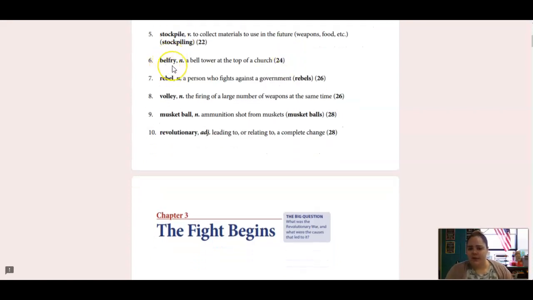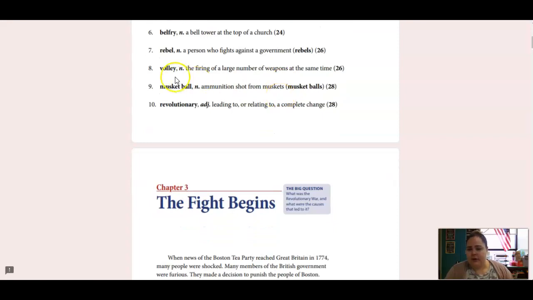A belfry is a noun, and that is a bell tower at the top of a church. A rebel is a person who fights against the government. Volley is the firing of a large number of weapons at the same time. Musket ball is an ammunition shot from muskets, so a type of weapon. Revolutionary is an adjective, and that means leading to or relating to a complete change.